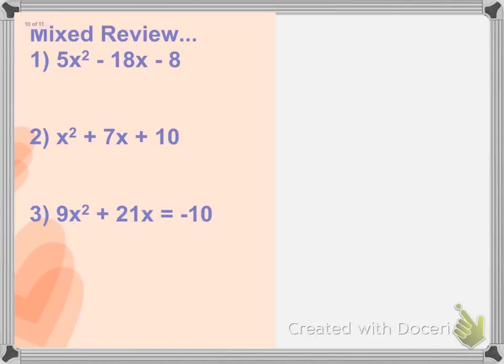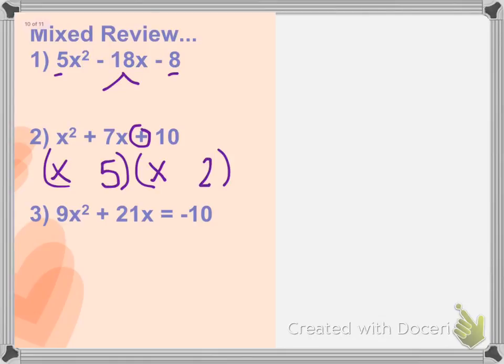This last slide is just a review of all the stuff that we've done so far. I'm not going to do the first one because we just did a couple like that where you had a trinomial with a number in front of the squared term. Remember, multiply the first term and the last term, split up your middle term, and factor by grouping. The second one is fairly simple because there's no number in front of it, so that's automatically you write your two sets of parentheses with your x's in the front. What multiplies to give you 10 and adds to give you 7 is going to be 5 and 2. Signs are the same. This tells you they're both addition.